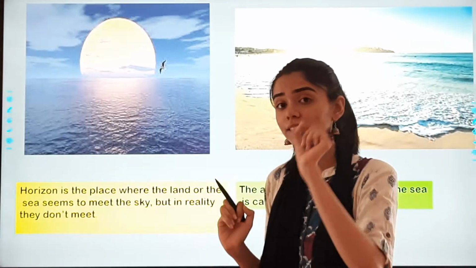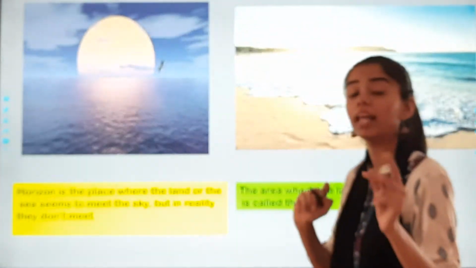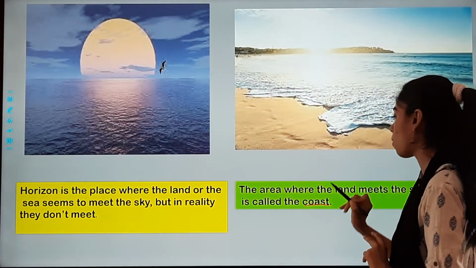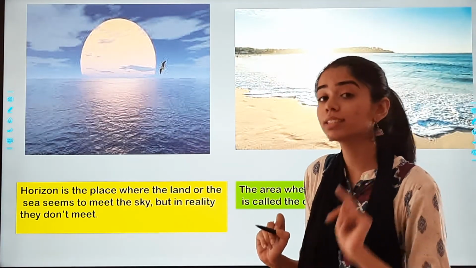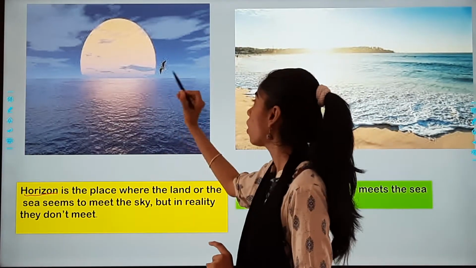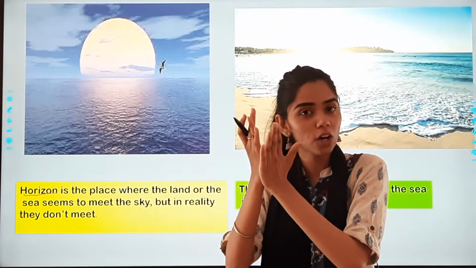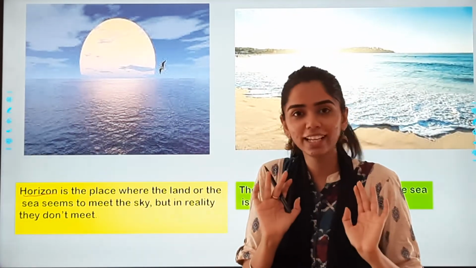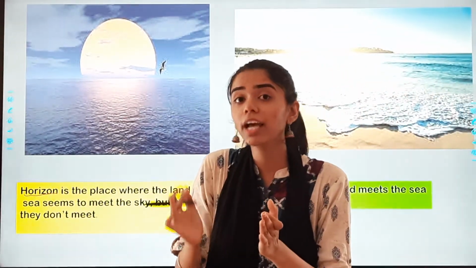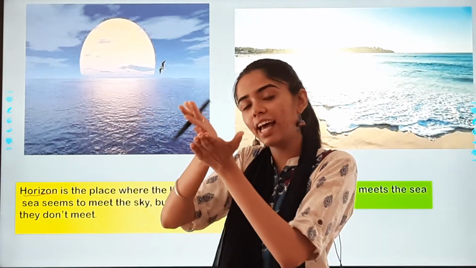But yes, there is a place that is where the land meets the sea. Land और sea meet करते हैं. That place is the coast. Okay? Horizon क्या है? Horizon is the place where the land or the sea seems to meet. हमें ऐसा लगता है कि वो मिल रहे हैं, but वो actually नहीं मिल रहे हैं. But अगर हम coast की बात कर रहे हैं, तो वो ऐसी area है जहाँ actually में वो दोनों मिल रहे हैं. That is the sea and the land.